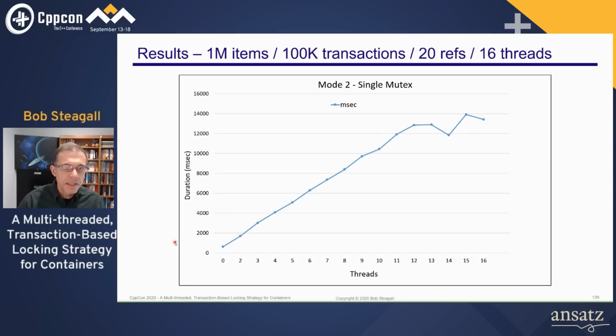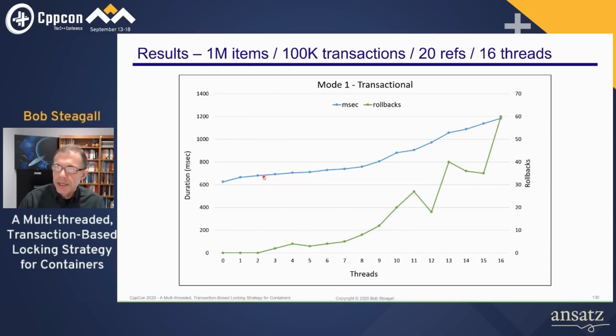Again, in the case of locking the data with a single mutex, the performance curve is very similar. When we get out around 13 threads, the behavior is strange.